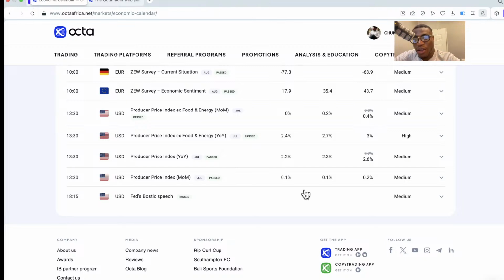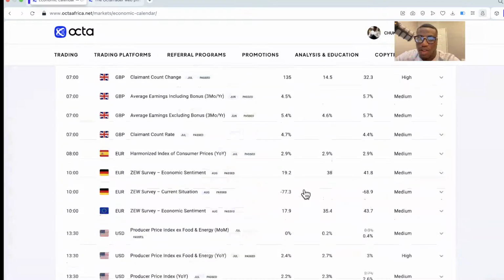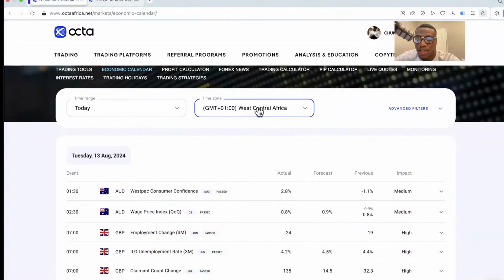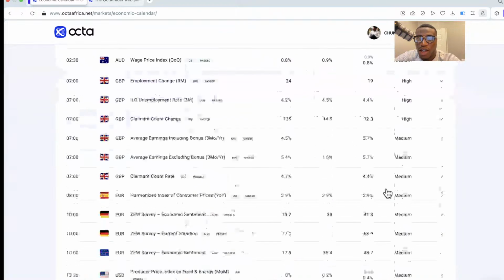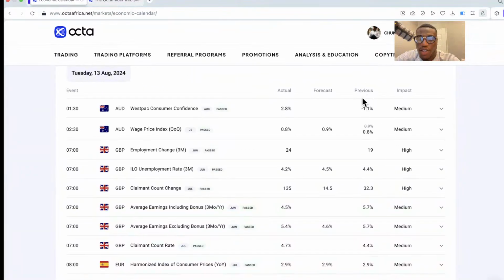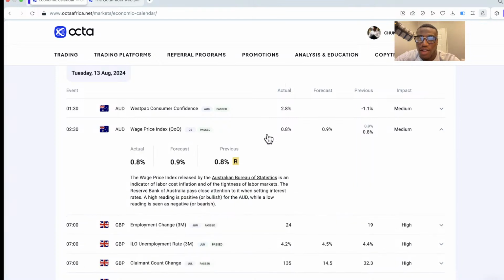All right. So again, for beginner traders, one of the important things you want to do is to make sure your time zone is set correctly. You want to include even low impact events for the knowledge. And you want to look at previous and actual, and you want to click on the reports to understand what they mean and how these results would affect the currency.